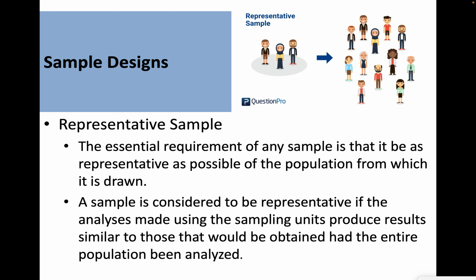Do people in Tuba City go, yeah, that's the way we feel? That's the same story we've always told. Or the people up in Kayenta, do they agree with everything Wilson says, or the people in Crown Point? A sample is considered to be representative if the analysis made using the sampling units produced results similar to those that would be obtained had the entire population been analyzed. And of course, that's almost impossible to determine.